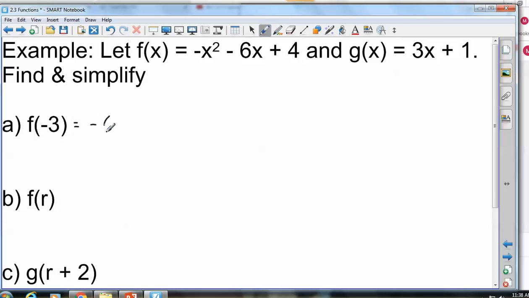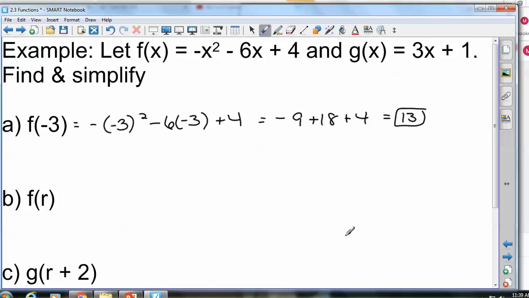F of negative 3 means you are replacing each of your x's with a negative 3. So the opposite, negative 3 squared is 9, plus 18 plus 4. Okay, and then what did you get? I saw a lot of you with 31. There was a negative out in front of that x squared, and you had to square before you put that negative on.